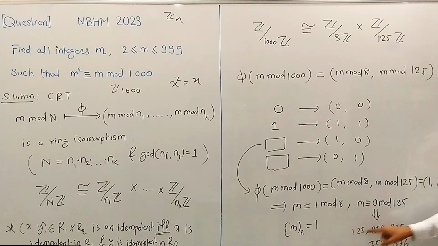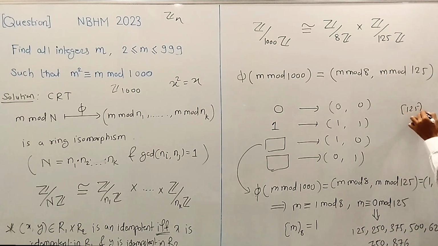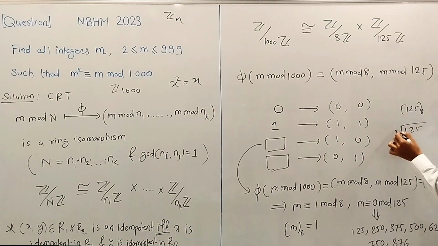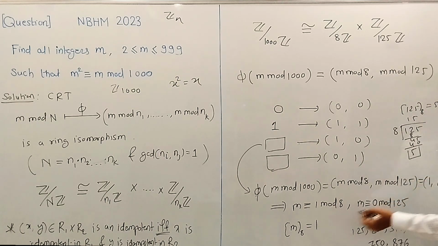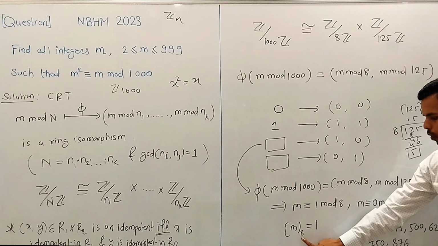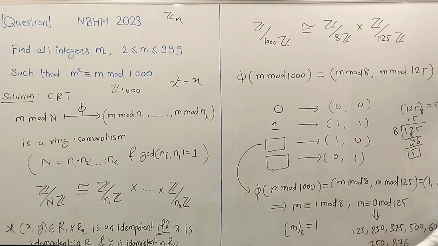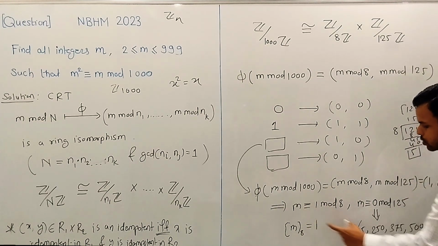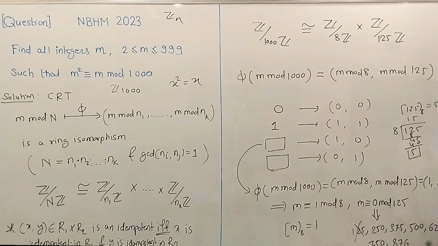So consider modulo 8 of these numbers. For example, when we consider modulo 8 of 125, just divide 125 by 8 and find the remainder. So the remainder is 5. So 125 modulo 8 is 5, not equal to 1. So 125 does not satisfy this condition, so 125 is discarded. Similarly, you can verify that 250 does not satisfy this condition.